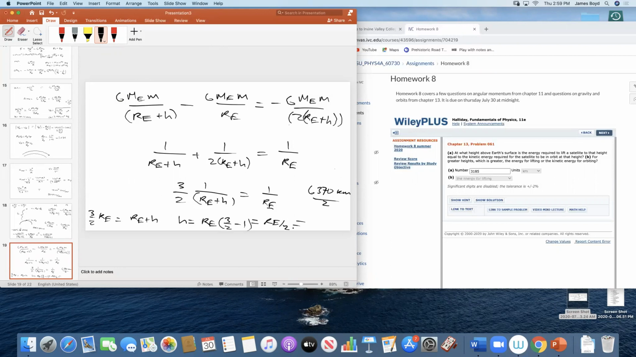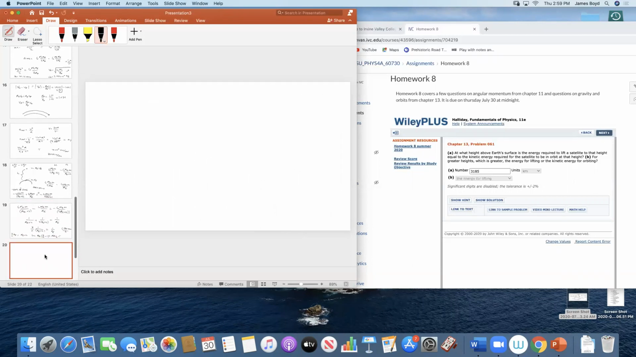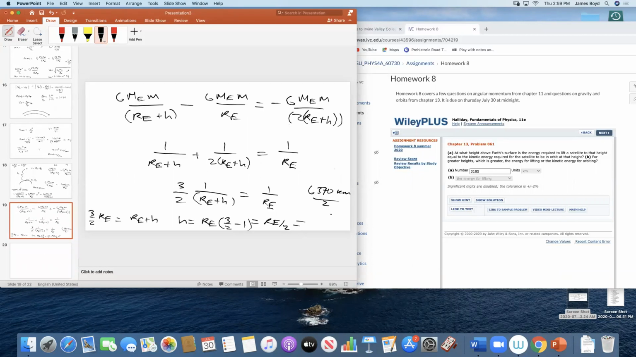All right, so now we know that the potential energy and the kinetic energy, when they're equal, that happens at a height of half the radius of the Earth above the Earth. So it happens at a distance of 3/2 times the radius of the Earth.